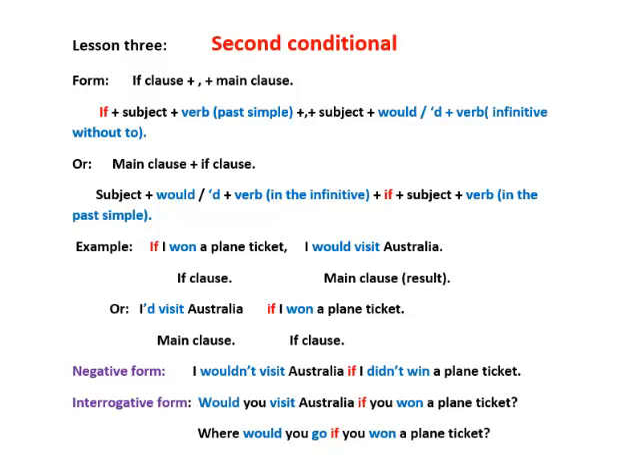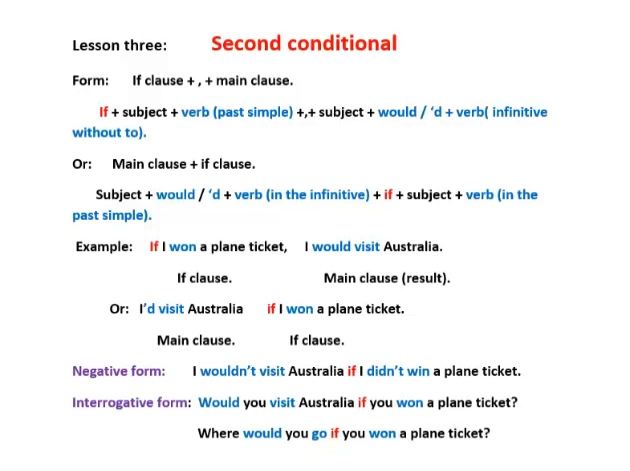Or I'd visit Australia if I won a plane ticket. We start with the main clause, then the if clause, and here we have no punctuation. We don't have a comma. This is the form of the second conditional. The tense used here is the past simple in the if clause. Then would plus infinitive in the main clause.